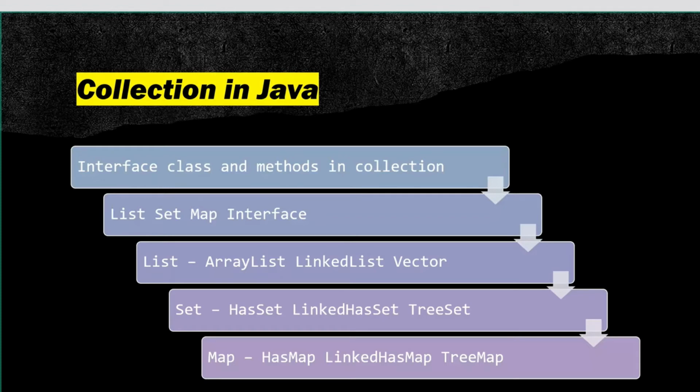Collection is a big topic because it has interfaces, interfaces have classes, and classes have methods, and again there are different methods. In interfaces, there are basically three: list, set, and map. Inside list, there are ArrayList, LinkedList, and Vector. In set, there are HashSet, LinkedHashSet, and TreeSet. In map, there are HashMap, LinkedHashMap, and TreeMap. There are also iterators and a number of methods which we will cover in this collection topic. So this will summarize our course.